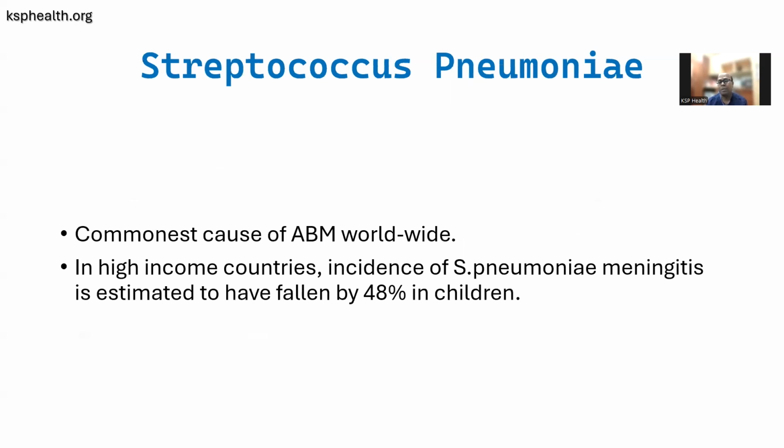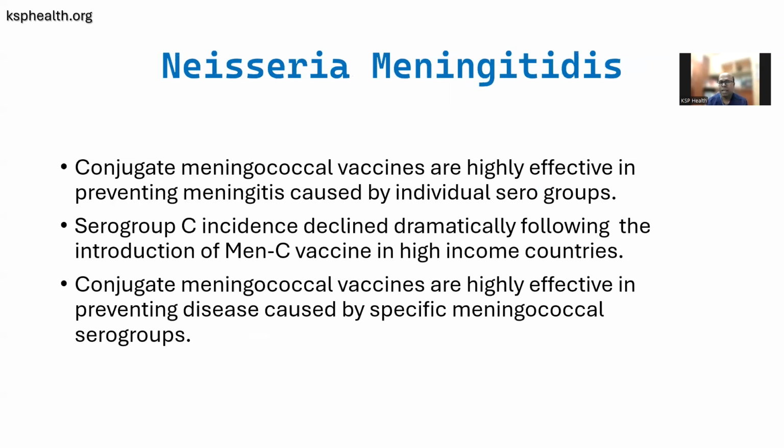Strep pneumo is the commonest cause of acute bacterial meningitis worldwide. The incidence has dramatically decreased, but still, this is the number one cause. Neisseria: the conjugate meningococcal vaccine is highly effective in preventing meningococcemia and meningococcal meningitis. Serogroup C incidence declined dramatically following Men-C vaccination in high-income countries.